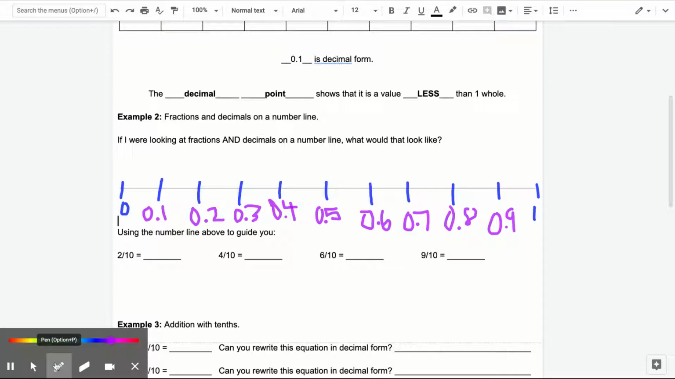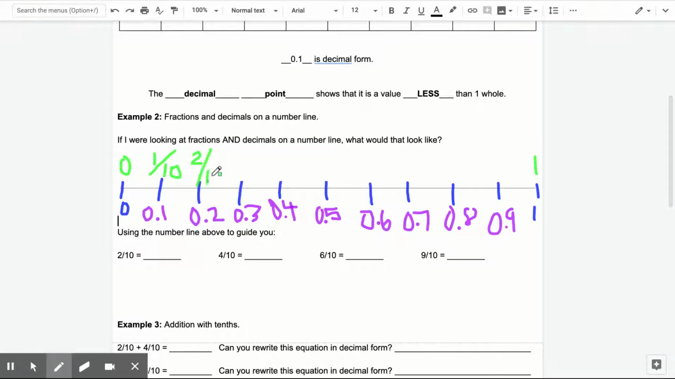Okay, so across the top, we'll show the same with our fraction pieces. So again, we're starting at 0, and we're going all the way to 1 whole. So I'll have 1/10, 2/10, and so on. So bear with me as I write all these in, they take a little while.